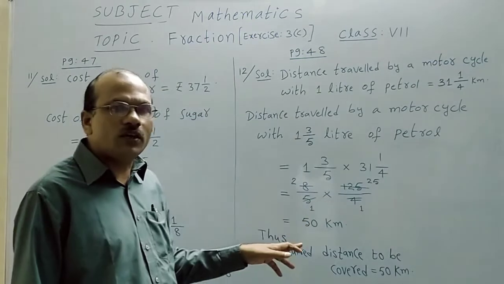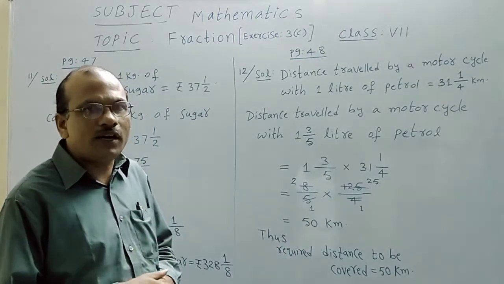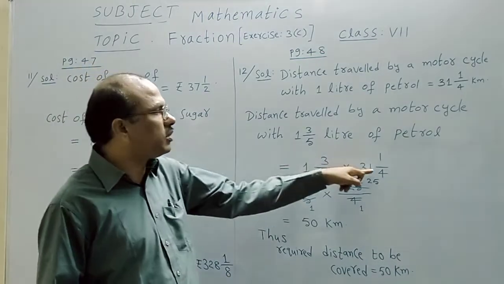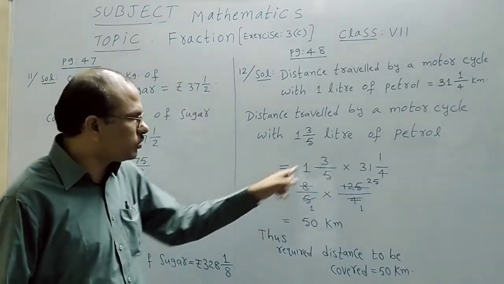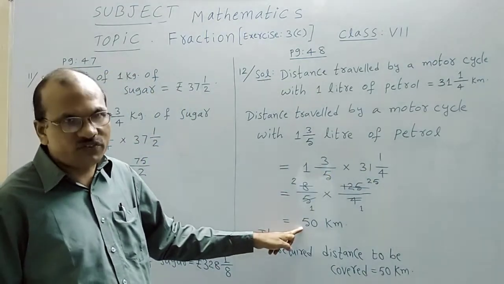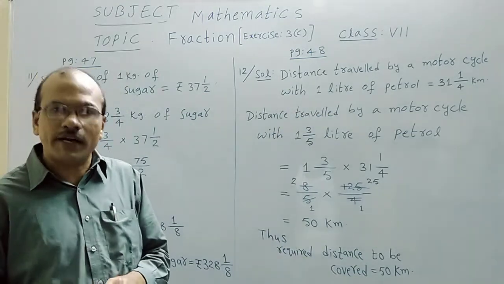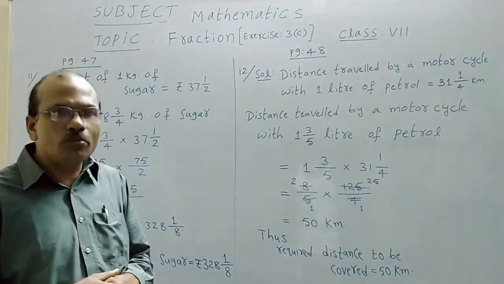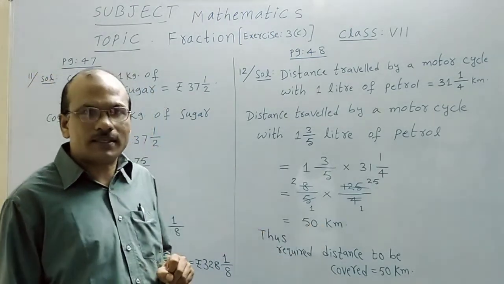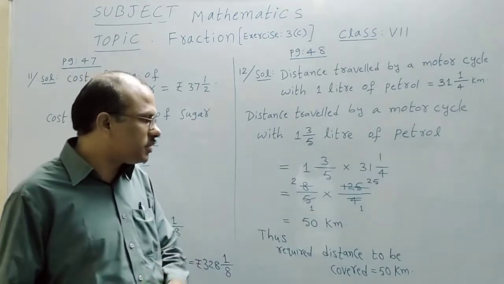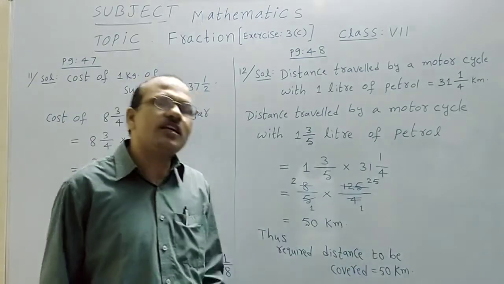There is no meaning in a denominator of 1, so I have left that part. 2 into 25, 2 25s are 50. The distance covered by the motorcycle is identified in kilometers, so 50 kilometers is the answer. Thus the required distance to be covered by the motorcycle is 50 kilometers.